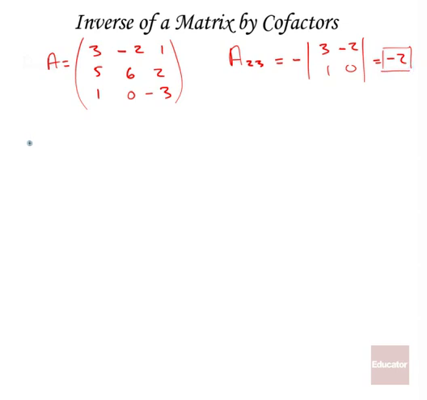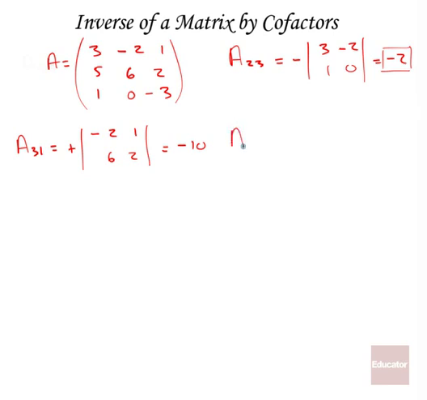Now we'll work on the third row, first column. Positive, negative, positive, so it's positive. When I knock out that row and that column, I'm left with negative 2, 1, 6, 2. When I solve that, I get negative 10.